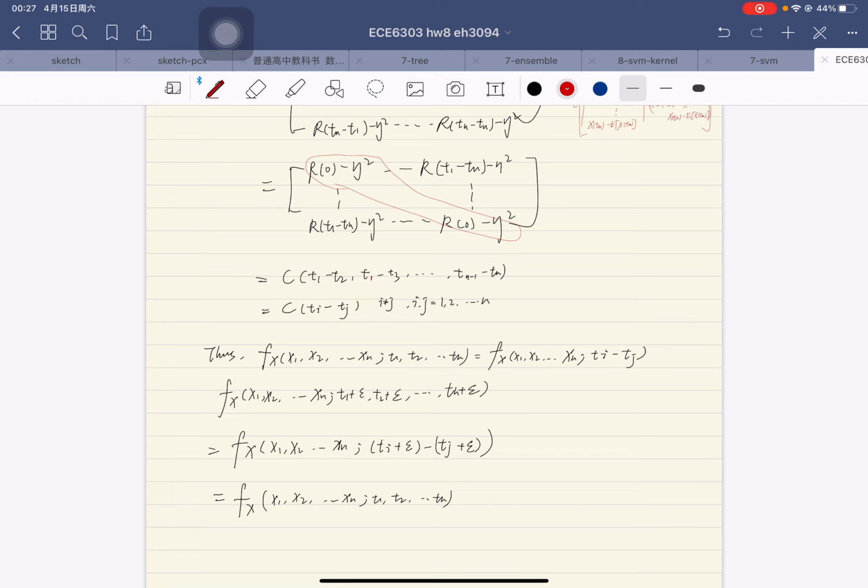The same thing holds when we time shift by epsilon: we shift the t by epsilon, so we got f_X(x1, x2, ..., xn; t1 plus epsilon, t2 plus epsilon, ...), and we can use the formula here. So the epsilon cancels. It will equal the function here, since it's a normal distribution, and we can see it's equal to this, which proves it's strict-sense stationary.